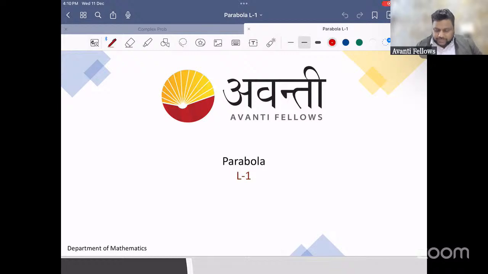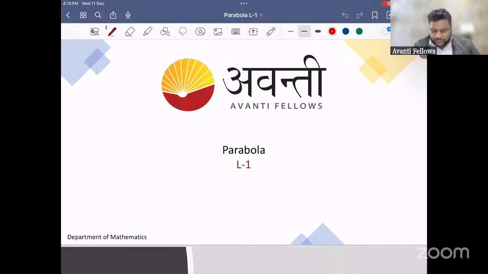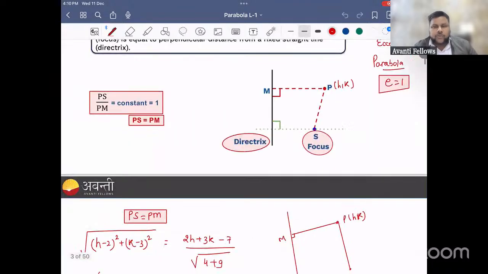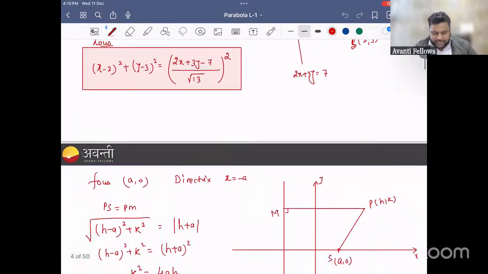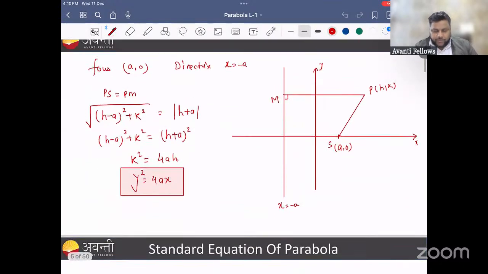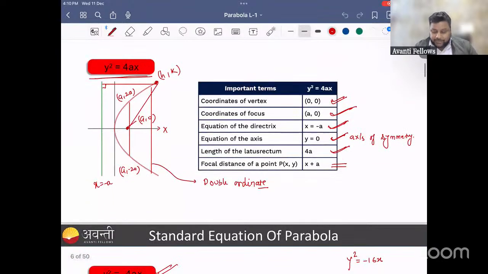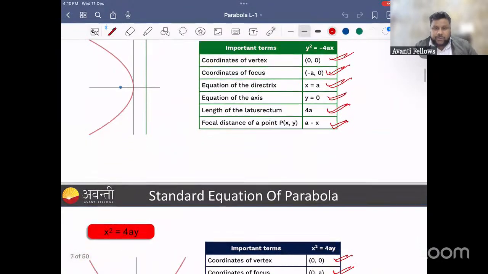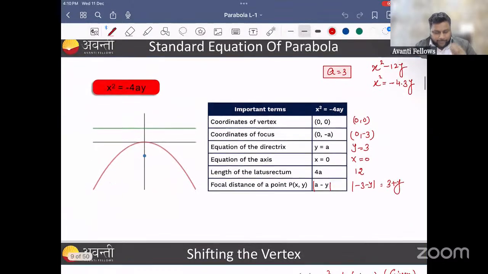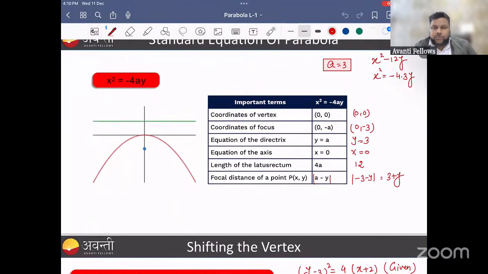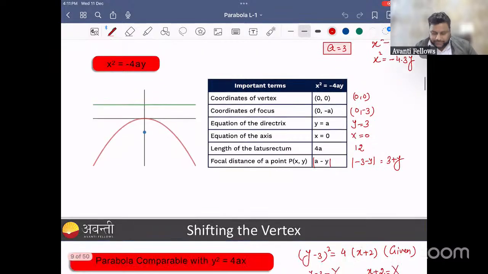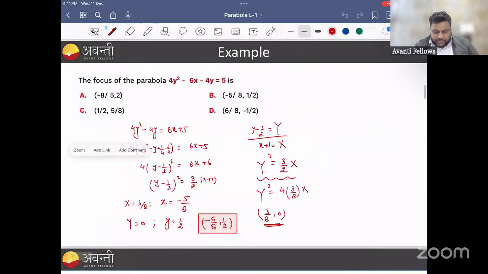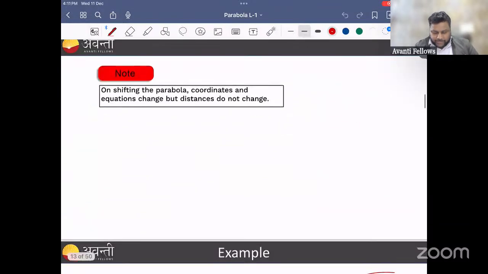In the previous class, we did the parabola: a few things about the focus, what the focus is, and what point the parabola is the locus of. Then we did the focal distance of the parabola and the latus rectum. We also studied all four parabolas: upward opening, downward opening, left opening, and right opening, along with their focus and directrix. Then we did a few questions over it.